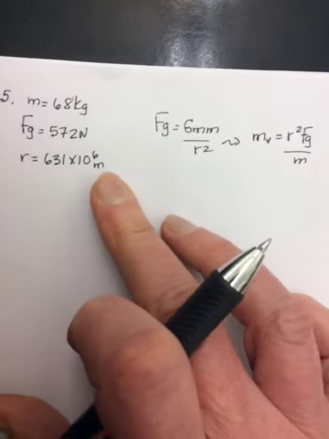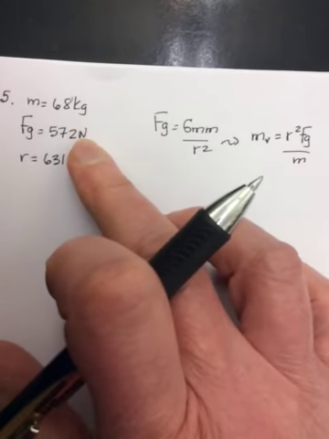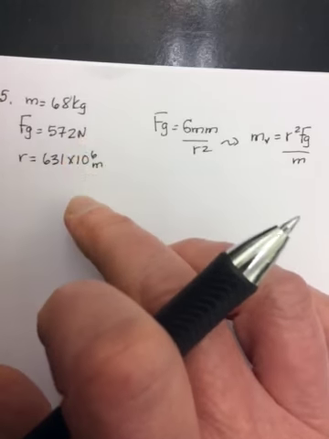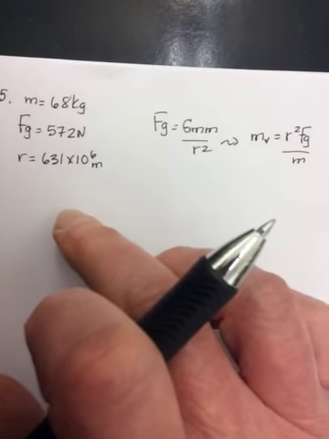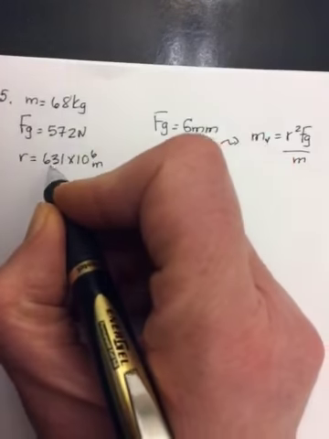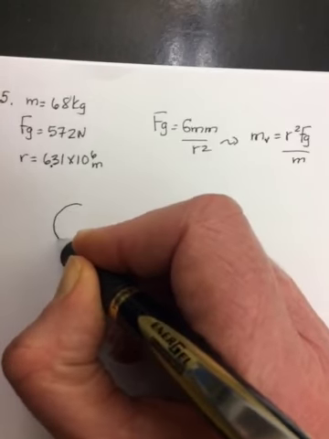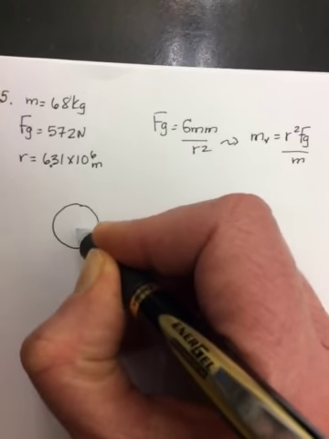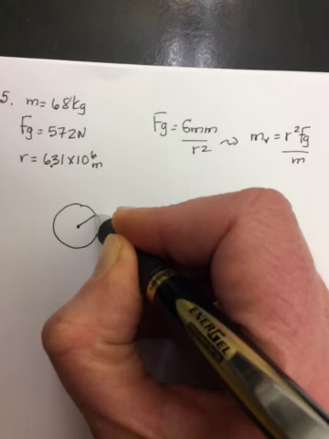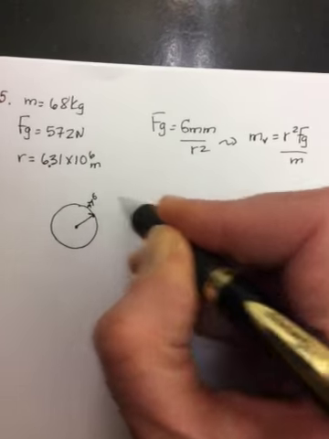Okay, so on Venus, a person with a mass of 68 kilograms would weigh 572 newtons. Find the mass of Venus from this data, given that the planet's radius is 6.31 times 10 to the 6 meters. So its radius means from the center of Venus out to the edge, and that's all we need this time because you're on the surface.